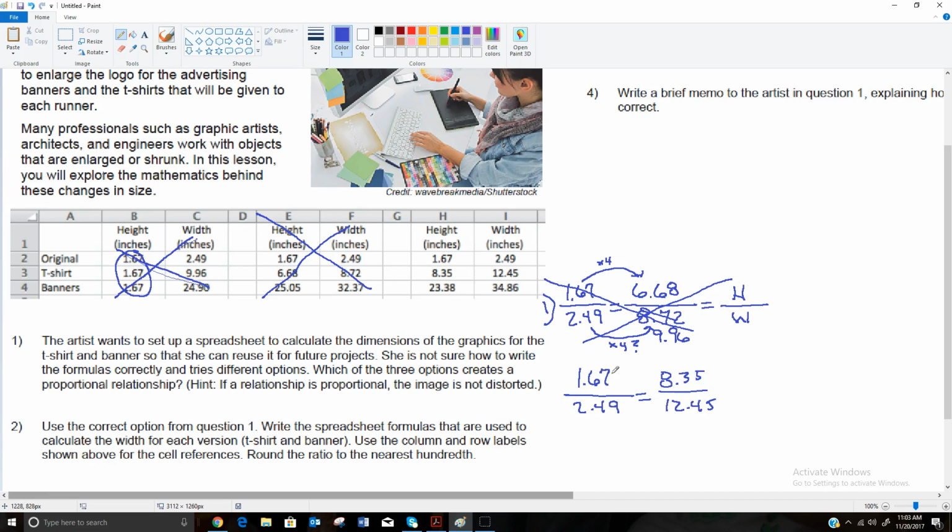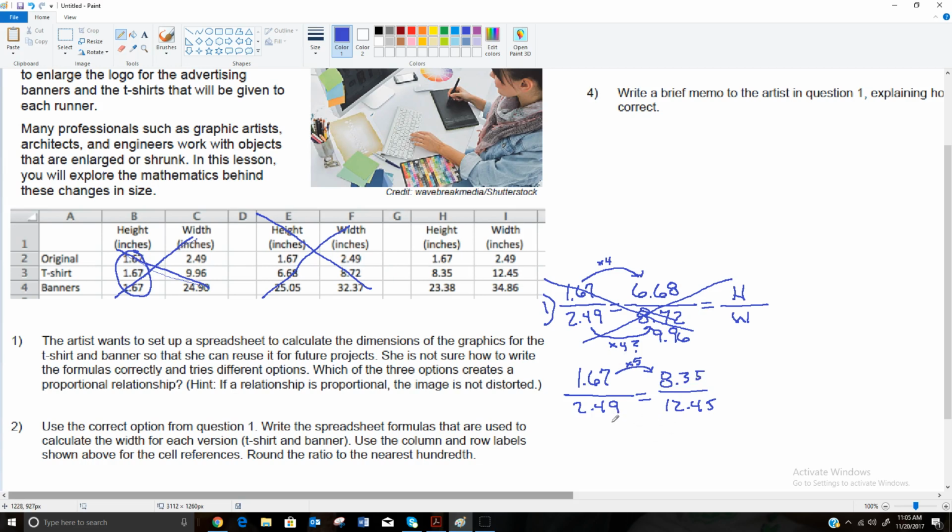So now I'm going to do the method that I did up here. What would I have to multiply 1.67 by to get 8.35? So 8.35 divided by 1.67, and you'd have to multiply to get from here to here. It comes out to be times 5. So if I take 1.67 times 5, I get 8.35.